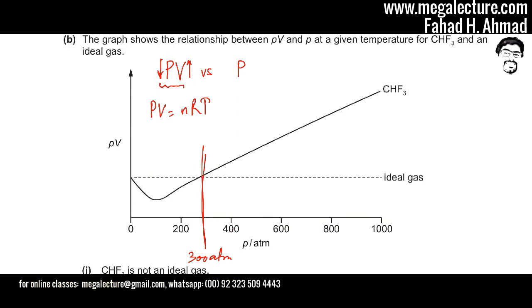So you keep on increasing pressure, but the volume would become constant and the product P into V would keep on increasing. Beyond a certain pressure, as you keep on increasing pressure, the pressure into volume product would start to increase, because the pressure term increases, whereas the volume term actually becomes constant after a certain high pressure.